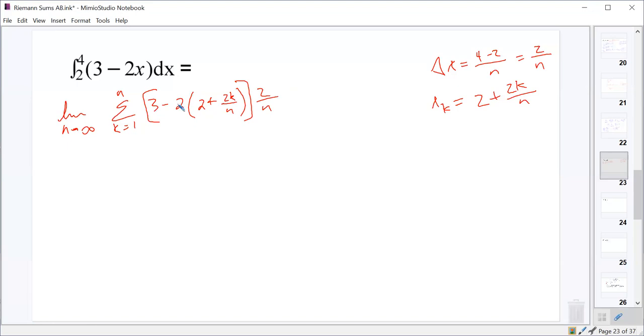So then we'll distribute all that through. The 3 minus the 4 that we get is negative 1 times the 2 over n. So that's a negative 2 over n. And then a negative 2 times the 2k over n is negative 4k over n, times the 2 over n is negative 8k over n squared. Everybody agree with that?